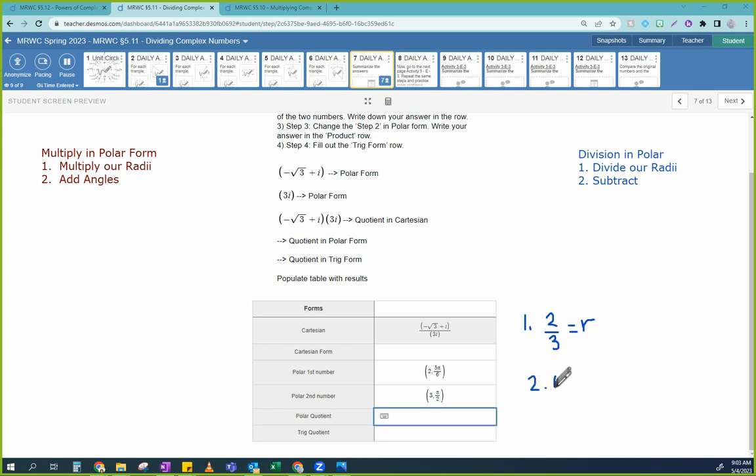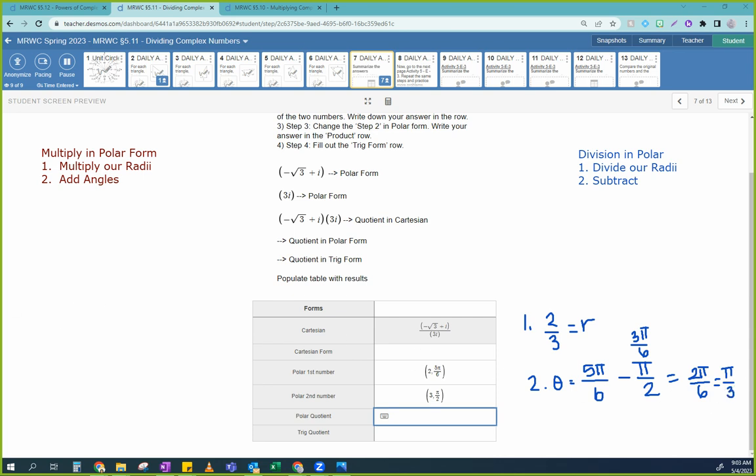Okay, number 2, our theta is going to be our first angle, which is 5 pi over 6, minus pi over 2. I'm going to subtract, so instead of writing pi over 2, I'm going to think about this as 3 pi over 6, because that's the same. So 5 pi over 6 minus 3 pi over 6 would be 2 pi over 6. I feel like something is wrong. No, that's right, 2 pi over 6. Someone correct me if I'm wrong. And then I'm going to simplify that, so that's just pi over 3. So there goes my answer.